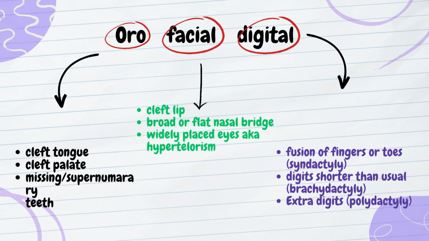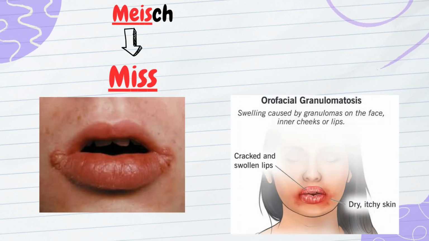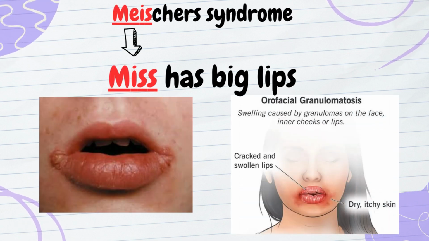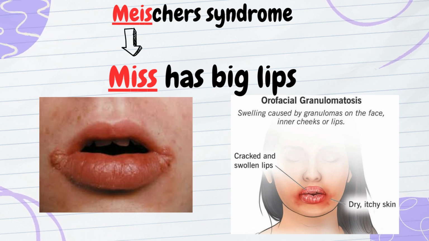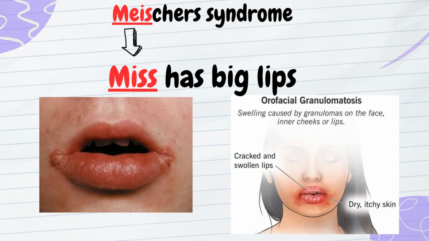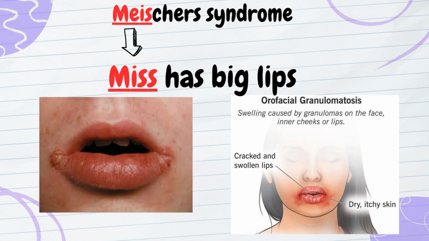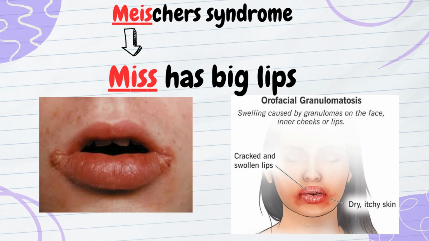In the next slide we'll see Melkersson syndrome. It is also very easy to remember. Just remember the first part of this word. Okay, Miss. From Miss, you can associate Miss.